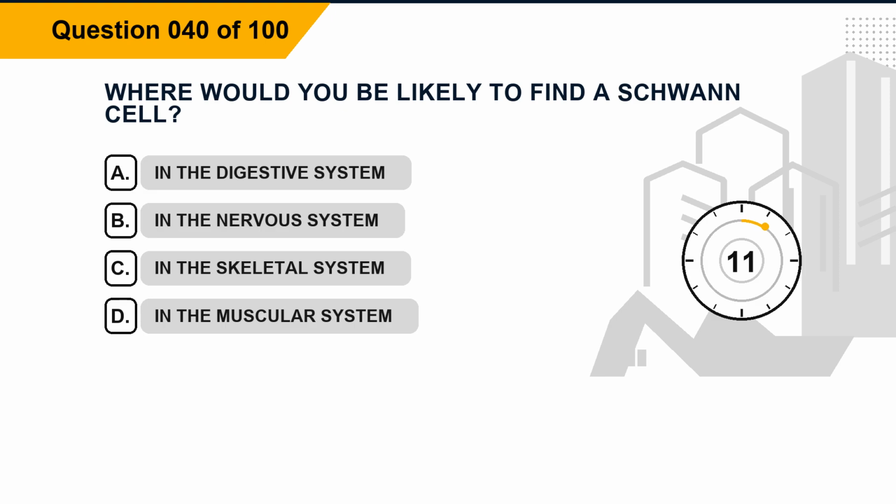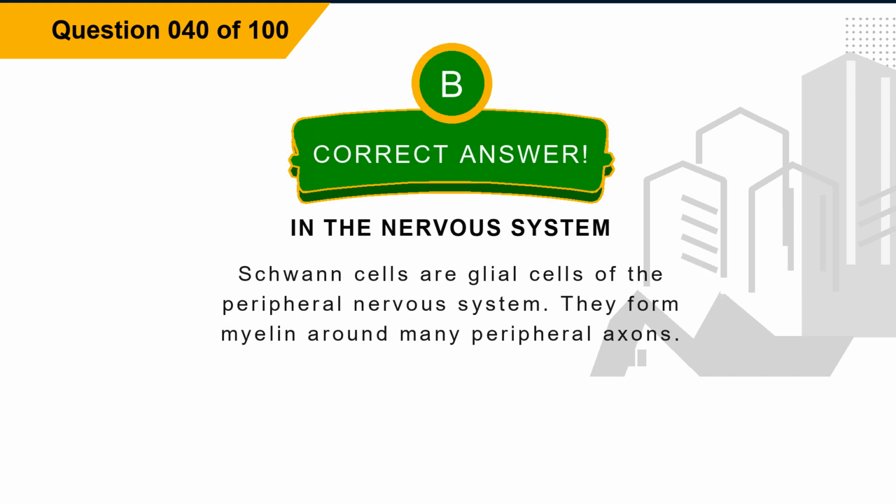Question 40. Where would you be likely to find a Schwann cell? Option A, in the digestive system. Option B, in the nervous system. Option C, in the skeletal system. Option D, in the muscular system. The correct answer is option B, in the nervous system. Explanation: Schwann cells are glial cells of the peripheral nervous system. They form myelin around many peripheral axons.